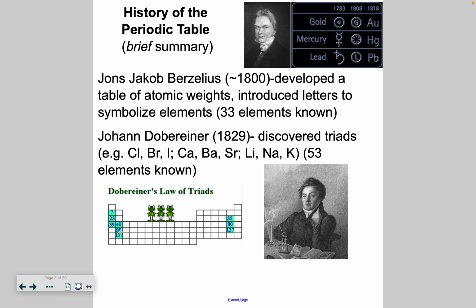Oh, they're looking at atomic weights here. Yeah, strontium. So this is strontium, this is barium. So these numbers represent atomic weights. And then finally, lithium, sodium, and potassium. So there were 53 elements known when Johann started examining the periodic table, but the law of triads.